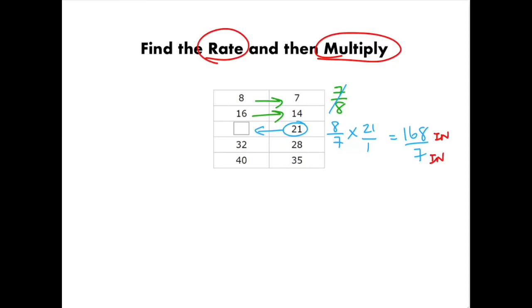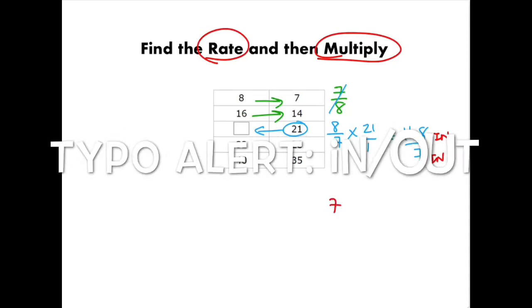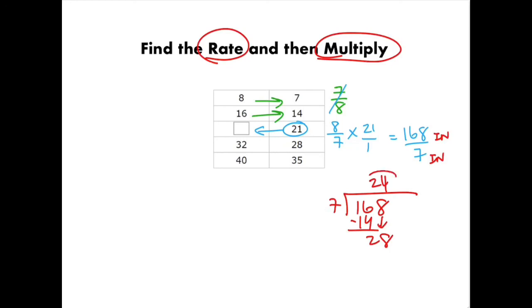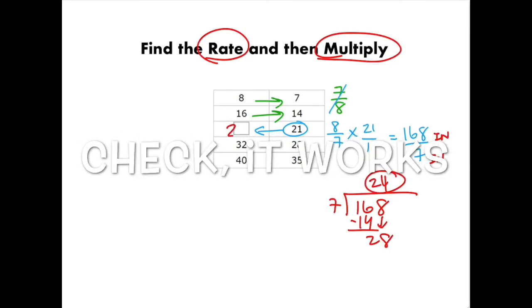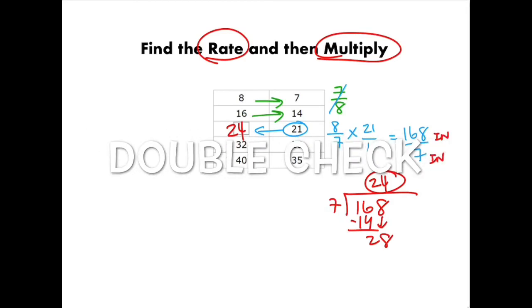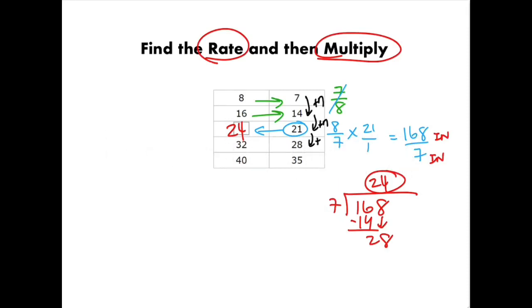Since it's an improper fraction, I want to divide. Oh hey, it is correct. So let's double check to make sure it's correct by going through the columns and making sure everything is consistent again. So plus 7. Plus 8. Oh, look at it, works. And then plus 8 again.